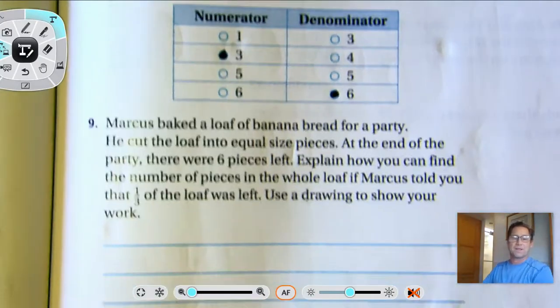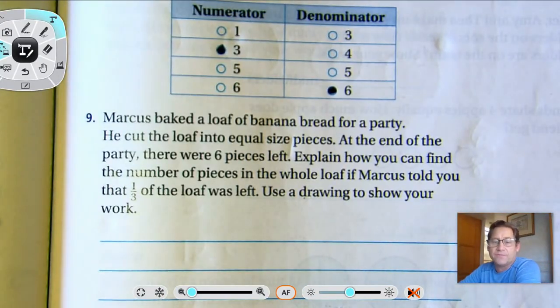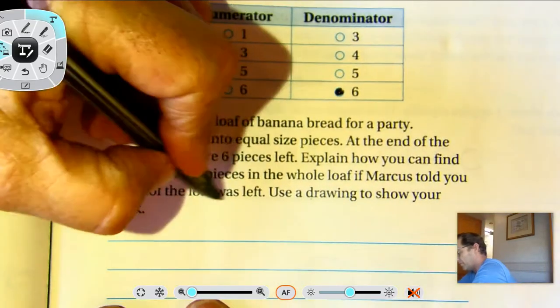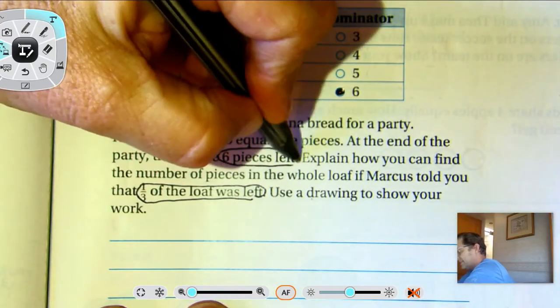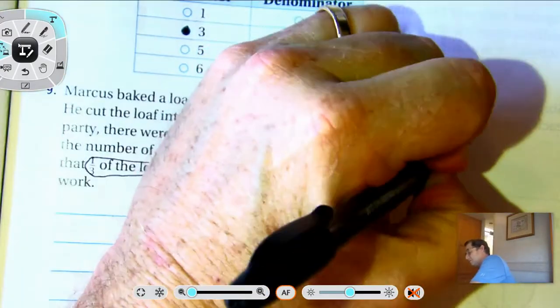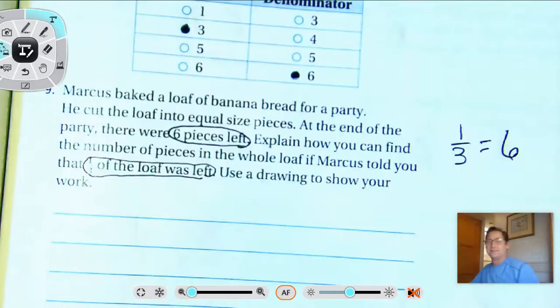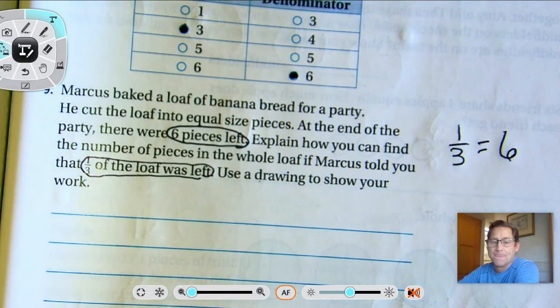Okay. Marcus baked a loaf of banana bread for a party. He cut the loaf into equal-sized pieces. At the end of the party, there were 6 pieces left. Explain how you can find the number of pieces in the whole loaf if Marcus told you that 1/3 of the loaf was left. Okay, so 1/3 of the loaf is left, and there were 6 pieces left. So Marcus is telling us that 1/3 is equal to 6. Use a drawing to show your work.